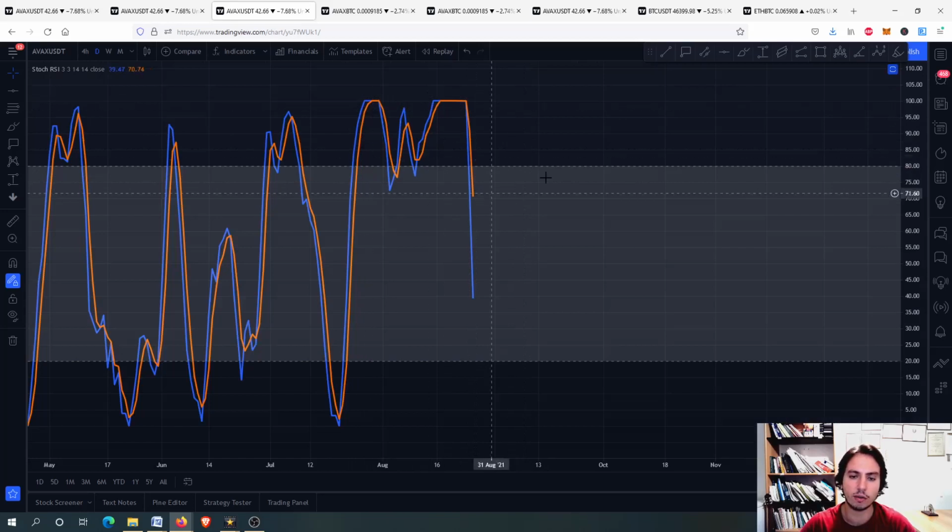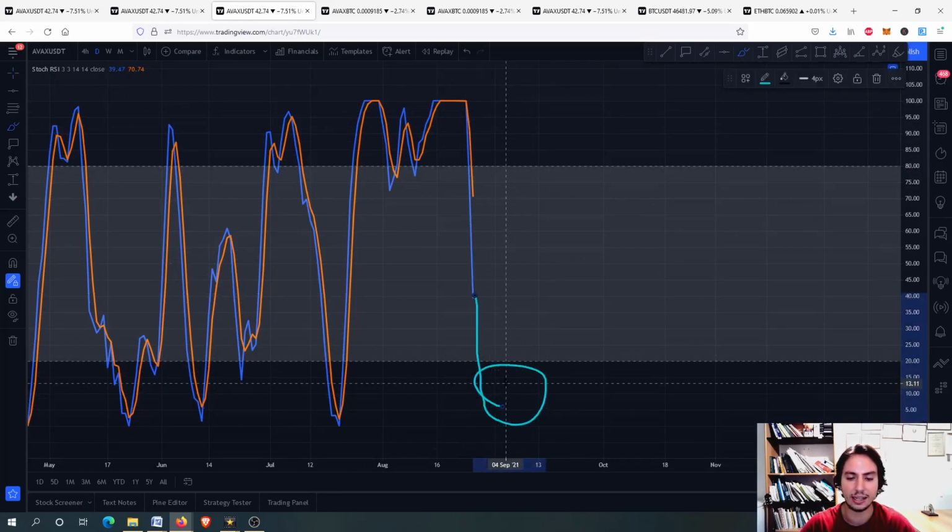Stochastic RSI was in an overbought situation for quite some time, and we need to see where we are going, because eventually we will notice that we are going into an oversold. And then if we have the continuation of the impulsive wave, here will be a great buying opportunity. I will make an update about it if you want me to.